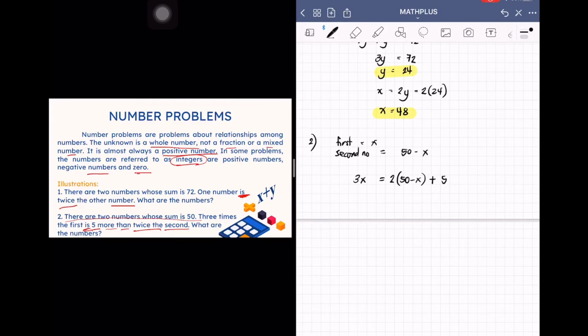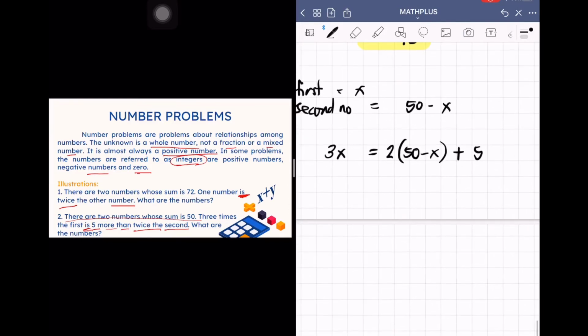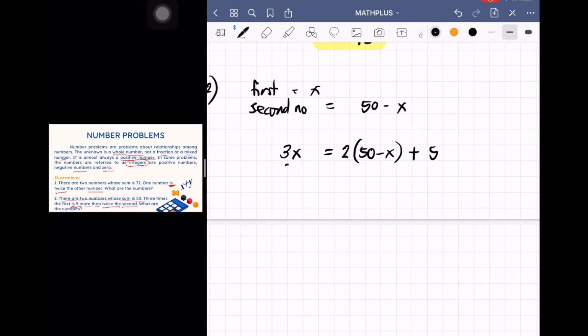Expanding the ones in the parentheses, this will be 3x equal to 100 minus 2x plus 5. Transposing the unknown on the left side, you get 3x plus 2x if you transpose this. So you get 5x for that, equal to, adding constants, 105. In that way, we can solve for x, and x becomes 21.